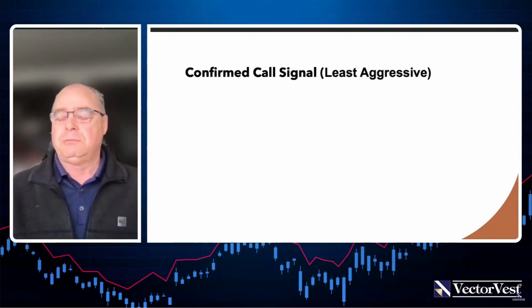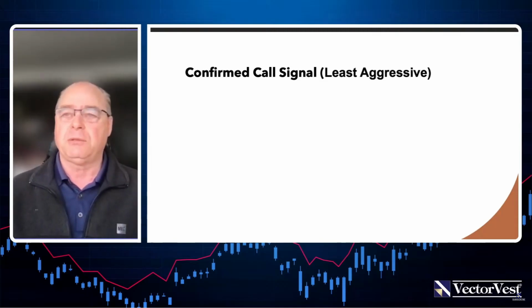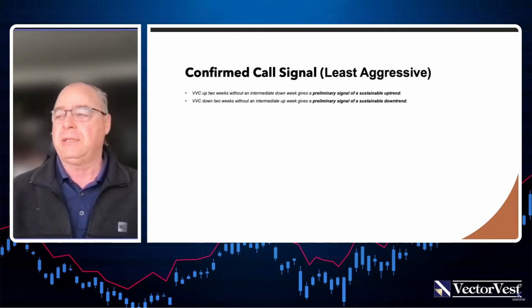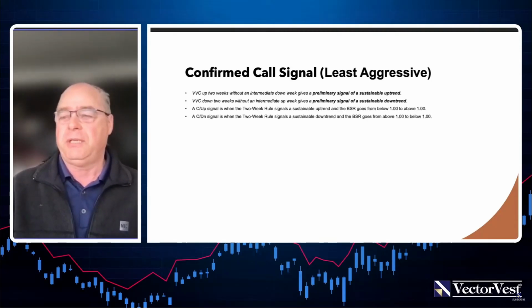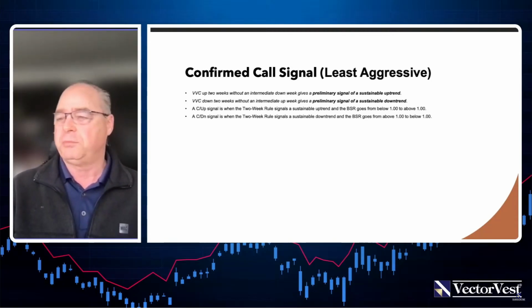And what I came up with really was using the confirmed call signal, and that sounds probably counterintuitive because it's a slow signal. It looks at 2 weeks of an up signal as a preliminary signal of a sustained uptrend, and if it's 2 weeks down, it's a sustained downtrend. And then you add in the BSR going above 1, and you get your up signal, and then you get a confirmed down signal if it goes below 1.